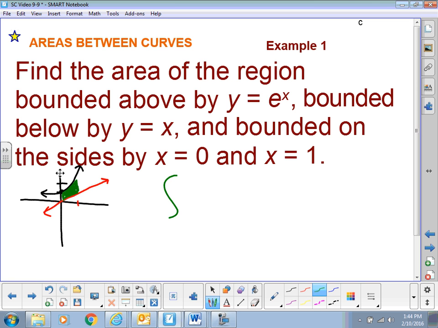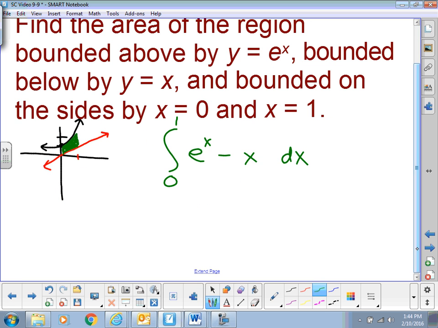So we'll just do our integral from 0 to 1, because that's our starting x value and our finishing x value. And we have to do the top function minus the bottom function. Well, our top function was e to the x, minus our bottom function, which was just y equals x. Now, if that second function had multiple parts, we'd have to put it in parentheses and distribute the negative, but we don't have to here. And we've got dx. So we'll take our antiderivative. e to the x's antiderivative is e to the x. We'll have minus 1/2 x squared. And we'll be evaluating this from 0 to 1.